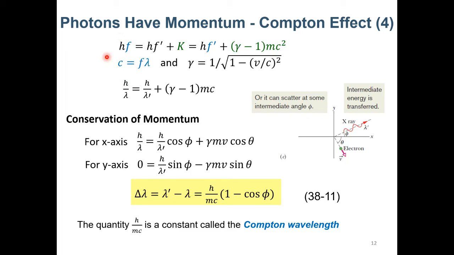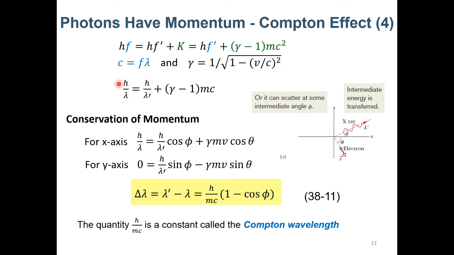Next, we need to consider the relativistic effect, so the kinetic energy should be gamma minus 1 times the rest energy. So the conservation of energy becomes like this, and of course c is f lambda, and gamma is the Lorentz factor, which we learned in the previous chapter. Next one is the conservation of momentum.